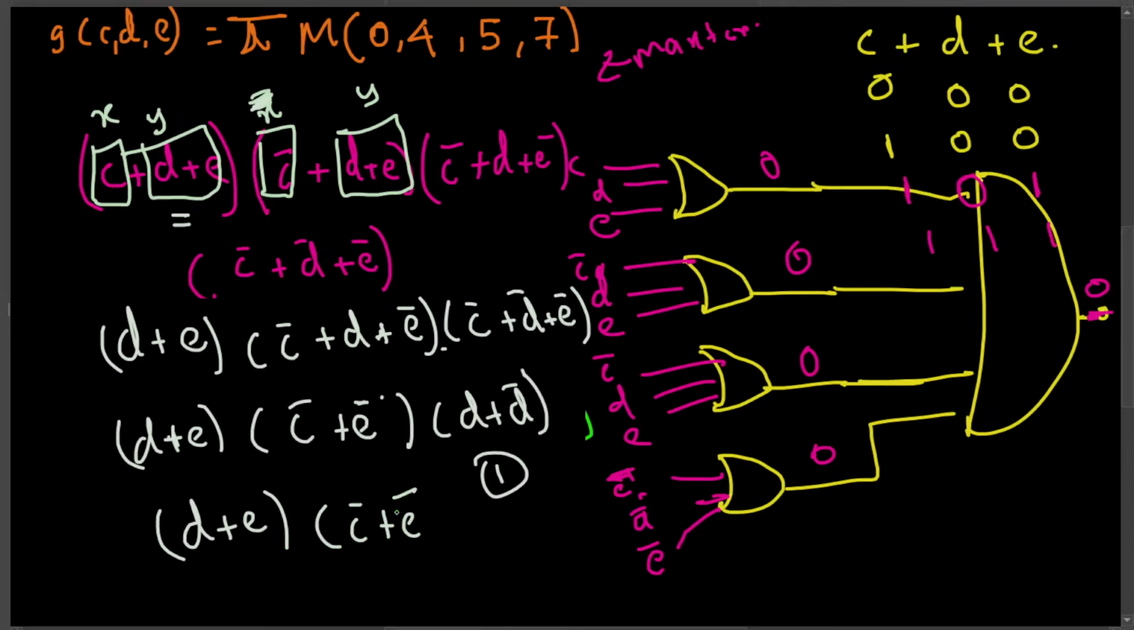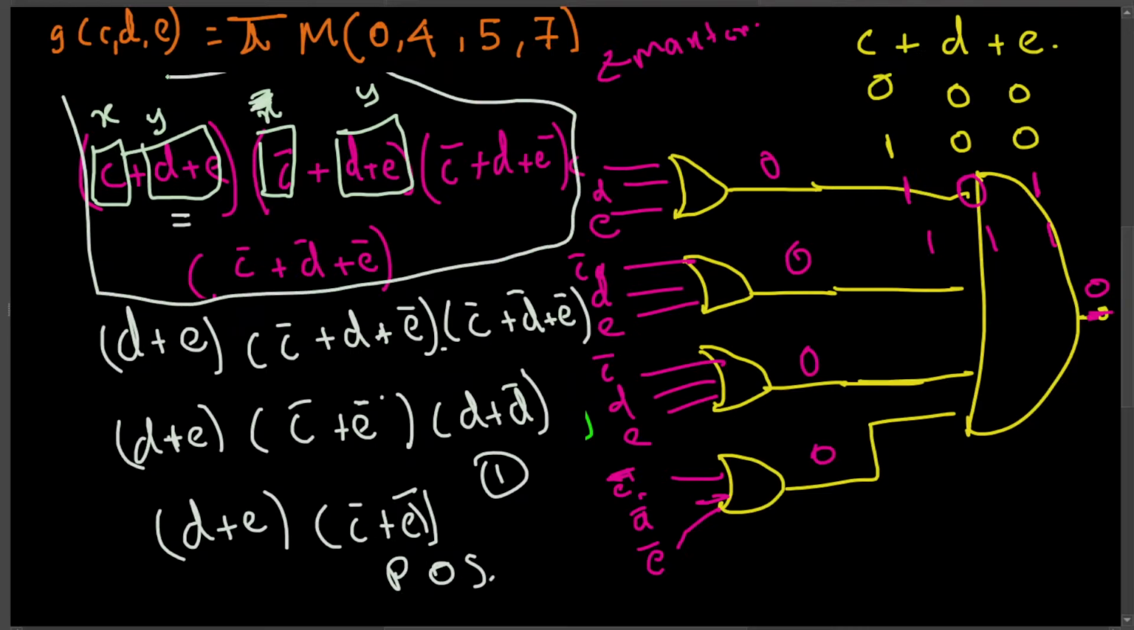Okay, so this is the product of sum simplified. If they ask for product of sum, you can express this one and answer that. But if you want to simplify using Boolean algebra, this is the final answer in the simplified form. This one is simplified right here.